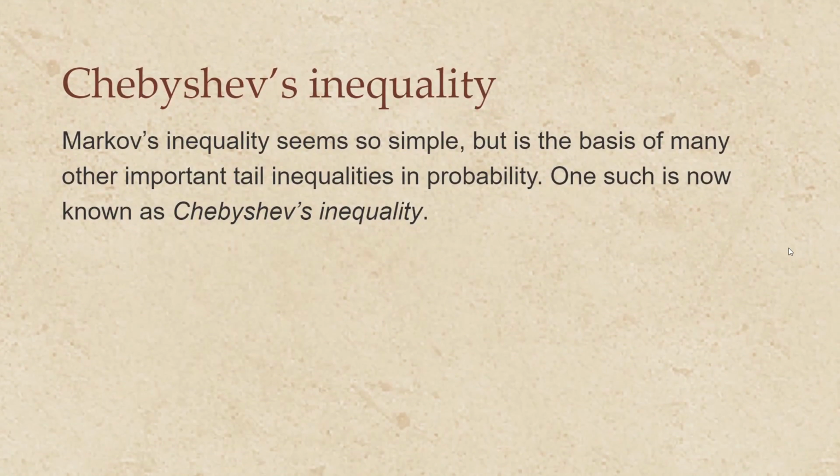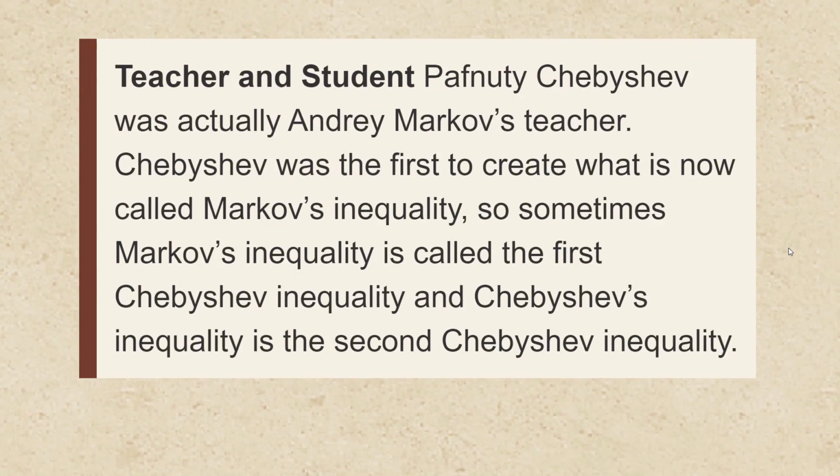Now, Markov's inequality seems so simple, but it is the basis of many other important tail inequalities in probability. One such is now known as Chebyshev's inequality. Now, Pafnuty Chebyshev was actually Andrei Markov's teacher. Chebyshev was the first to create what is now called Markov's inequality. So sometimes Markov's inequality is called the first Chebyshev inequality, and Chebyshev's inequality is called the second Chebyshev inequality.